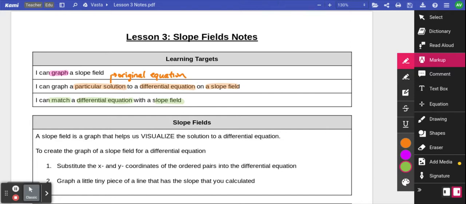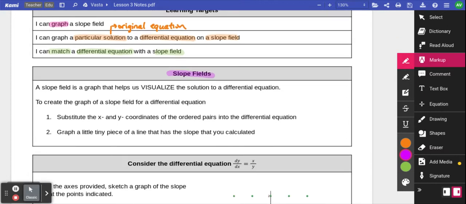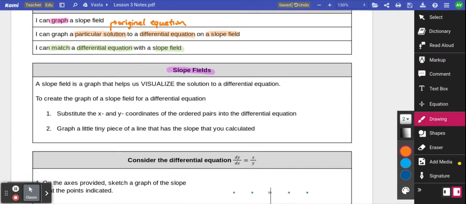So since everything today is really centered around slope fields, let's talk about what a slope field is. A slope field is a graph that helps us to visualize the solution to a differential equation. Now, in our previous lessons, we've learned how to find solutions to differential equations, which means finding the original equation algebraically. Today, we're going to learn how to visualize those solutions.